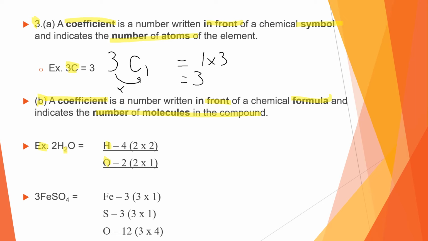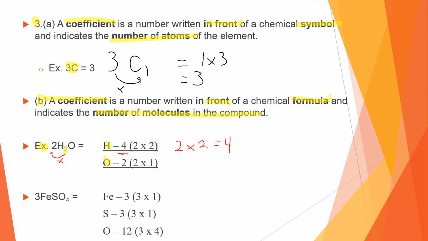So that means we start with 2 hydrogens, but then you have to take the subscript and multiply it by the coefficient. So this 2 and that 2 are going to multiply by each other. So 2 times 2 is going to give 4 hydrogen atoms, okay? And that's why we have that answer there, 4.